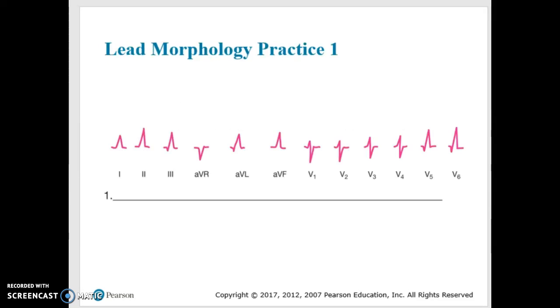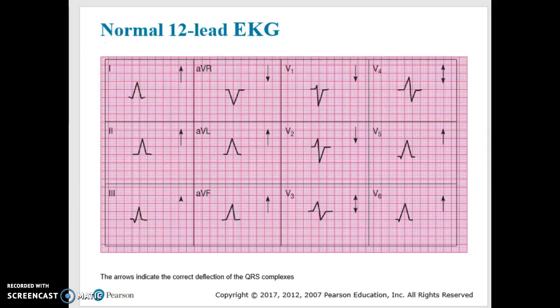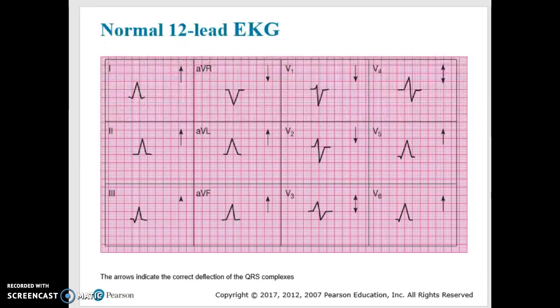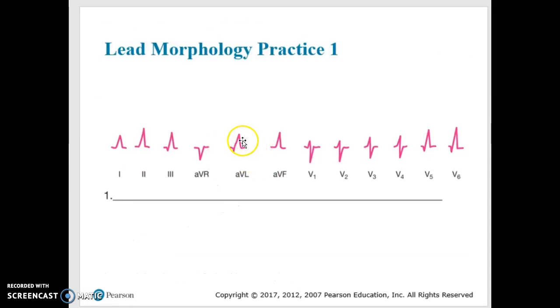Now, moving forward, let's take a peek at this. Let's go back. Let's take lead morphology practice 1. And let's look at this one and then let's flip over. Lead 1, lead 2, and lead 3 are positive. Okay? Lead 1, lead 2, and lead 3 are positive, so that looks normal. Let's go back and compare AVR, AVL, and AVF. AVR is negative, so AVR is supposed to be negative here. That's correct. AVL is positive. AVL is positive here.